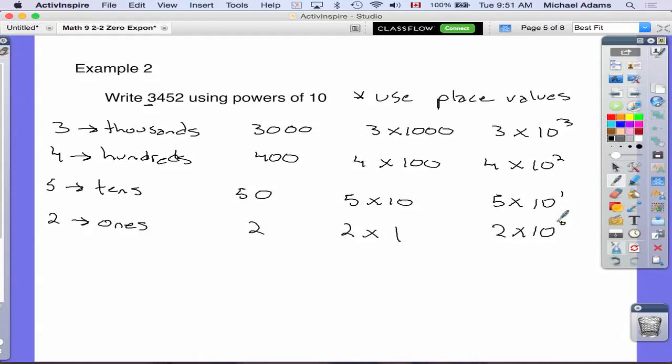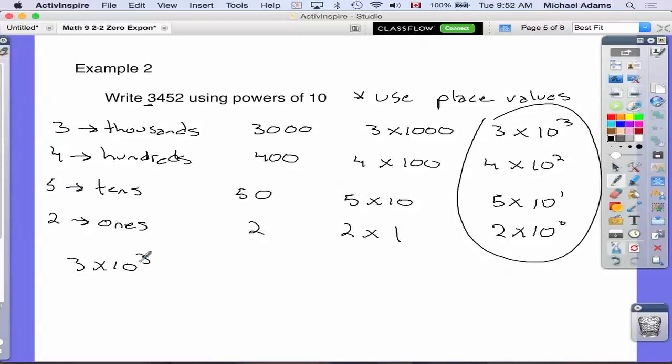The final answer is that what it looks like is now we take all of these and we add them together. Okay? This part here was just to help us to identify this part. So now 3,000 was 3 times 10 to the exponent 3. And what are we adding to it? We're adding 4 times 10 to the exponent 2.